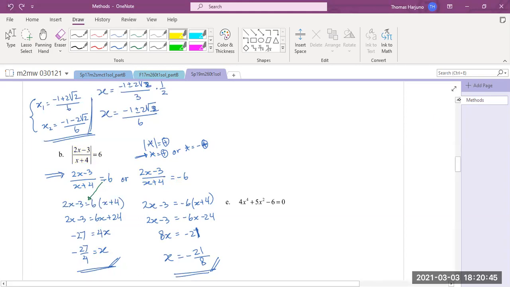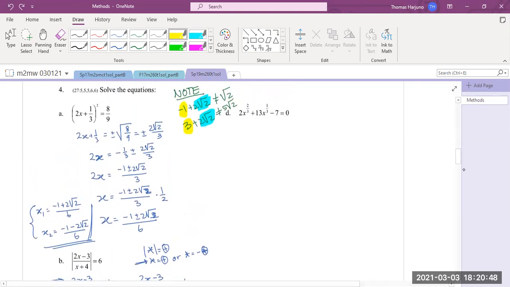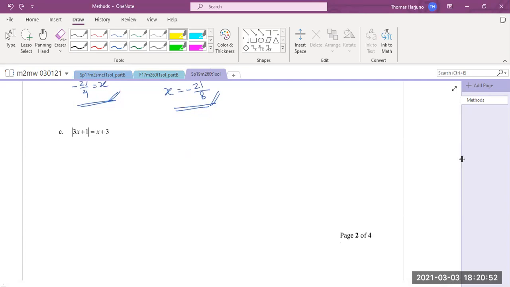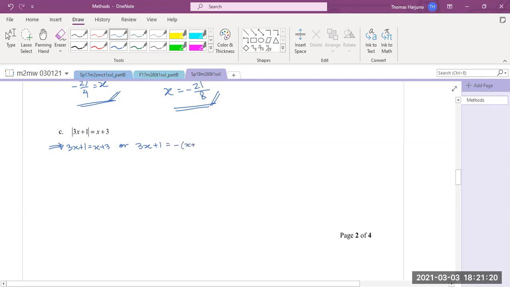Let's go on with the next question. I have question C down here: absolute of 3x plus 1 equals x plus 3. Let me split that first. Either 3x plus 1 equals x plus 3, or 3x plus 1 equals negative of x plus 3. But because we don't know if the other side will be positive or negative, we need to check the solution later against the original equation.